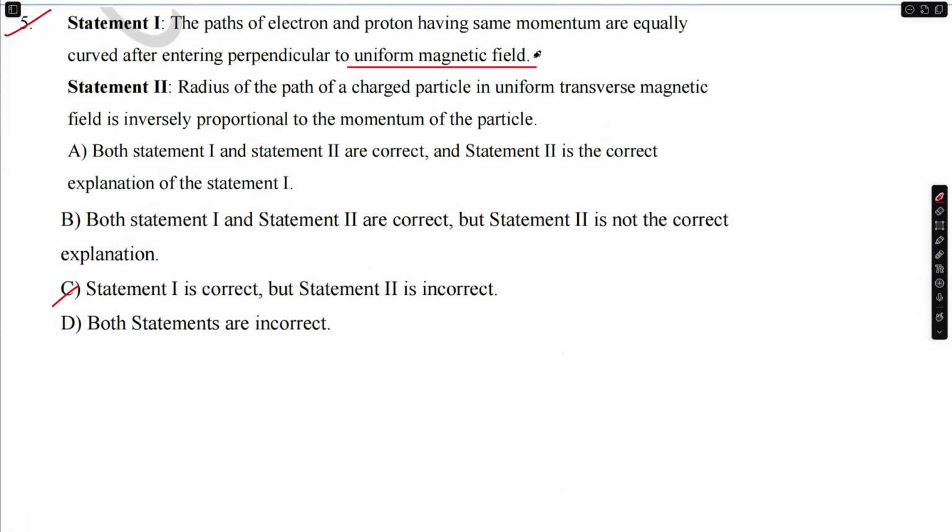Next. The paths of an electron and proton having the same momentum are equally curved after entering perpendicular to a uniform magnetic field. One minute. Radius of the path of electron and proton having the same momentum. Radius is mv by bq. Remember, the numerator is the same for both. Same radius of curvature for both. Maybe one is deflected leftward, the other rightward, but the radius of curvature is the same. So statement 1 is correct. The radius of the path of a charged particle in a uniform transverse magnetic field is proportional to momentum. So statement 1 is correct. Statement 2 is wrong. It's a clean hit question once again.